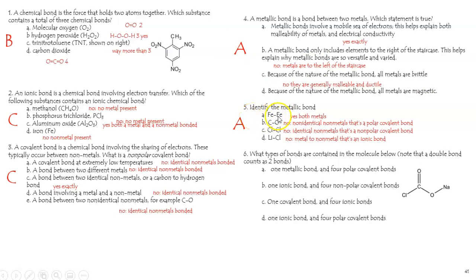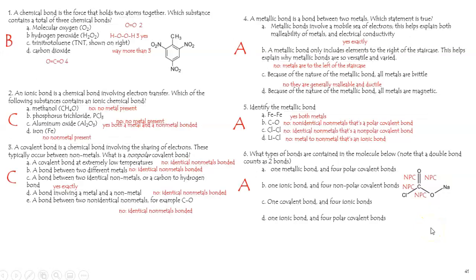Can you see that that's our metallic bond? A metal to a metal. Carbon to oxygen, no, that would be polar covalent. This is non-polar covalent, that one's ionic. So this is the only metallic bond, a bond between 2 metals. What type of bonds are contained in the molecule below? Well, let's figure it out.